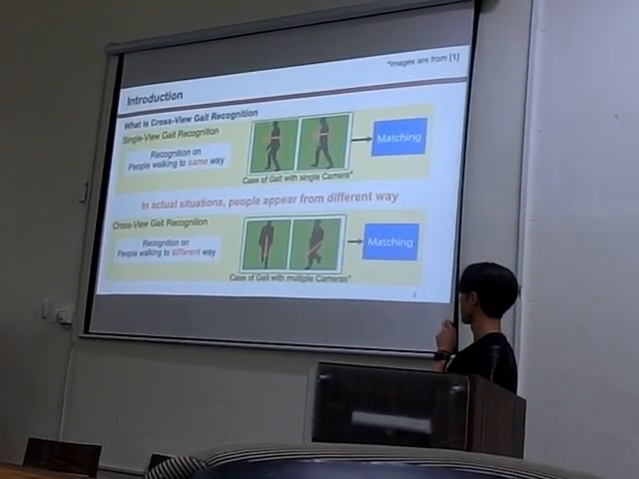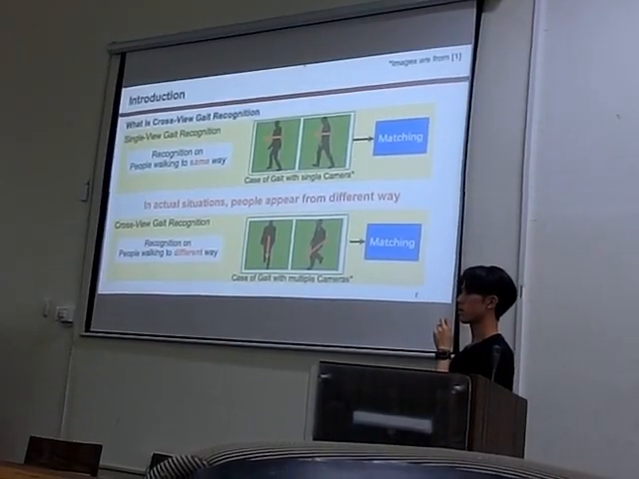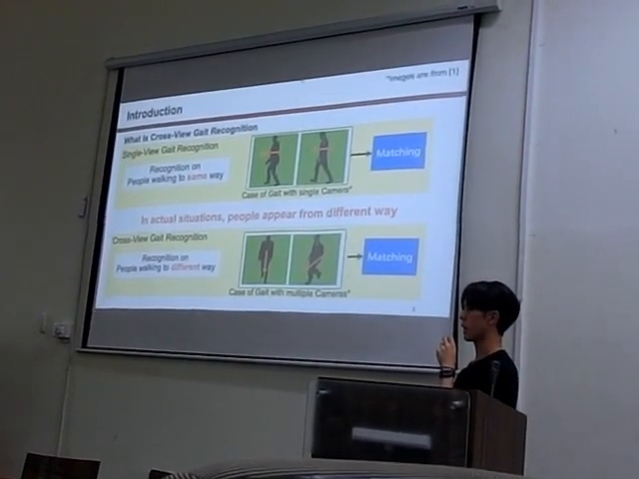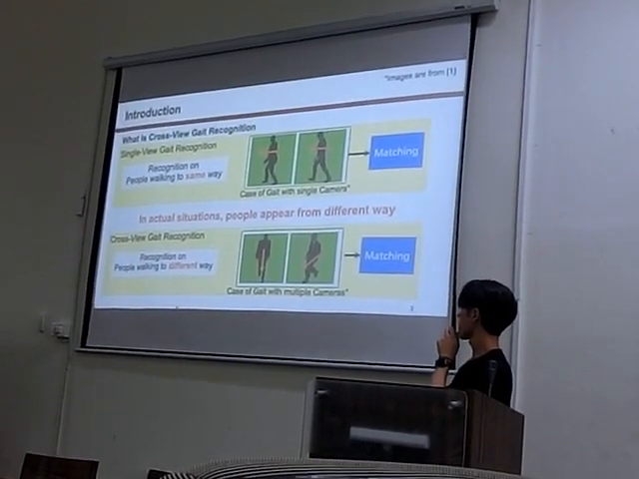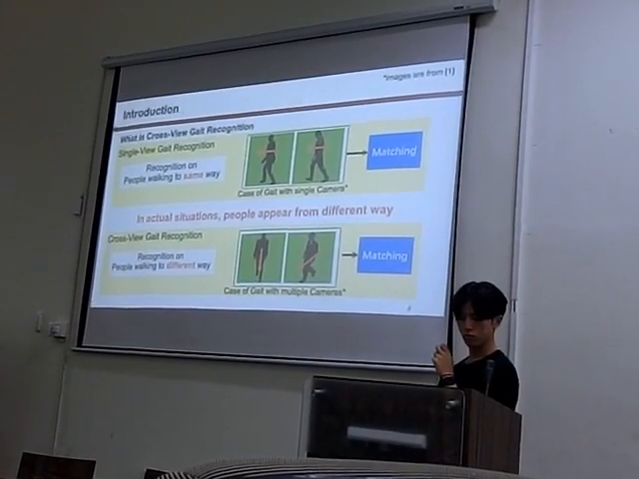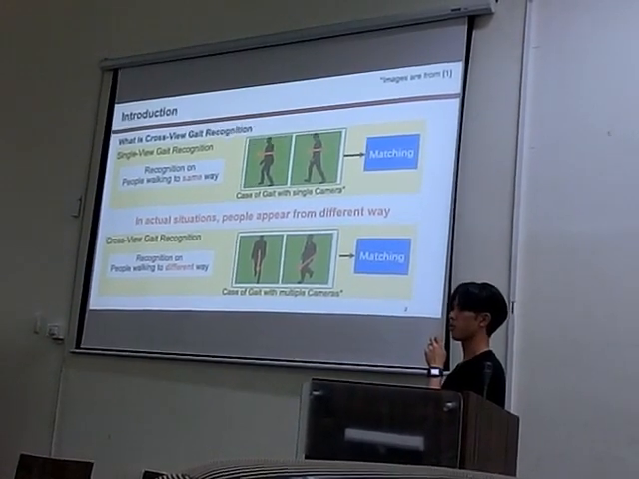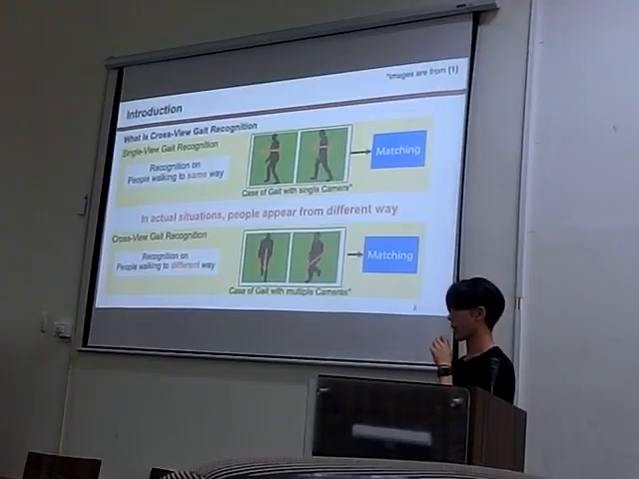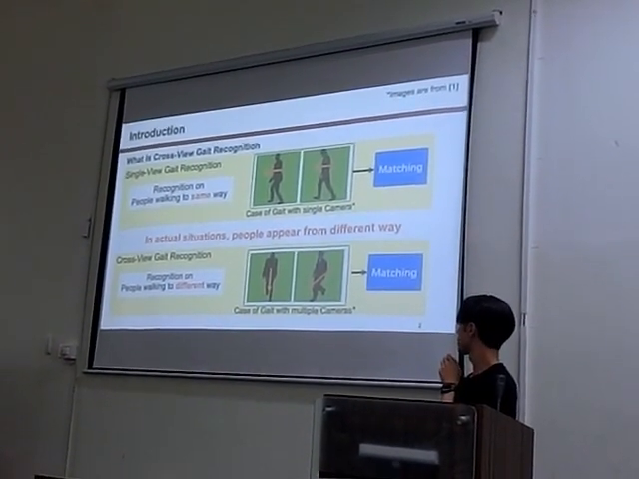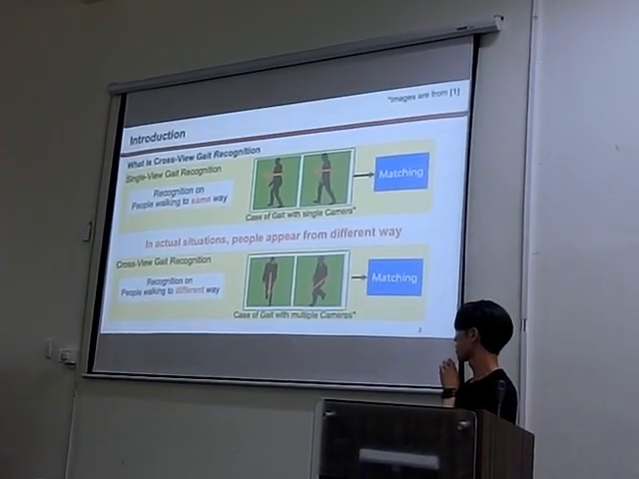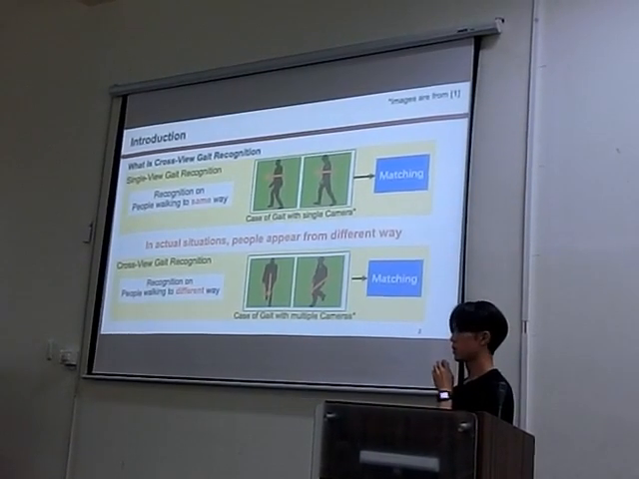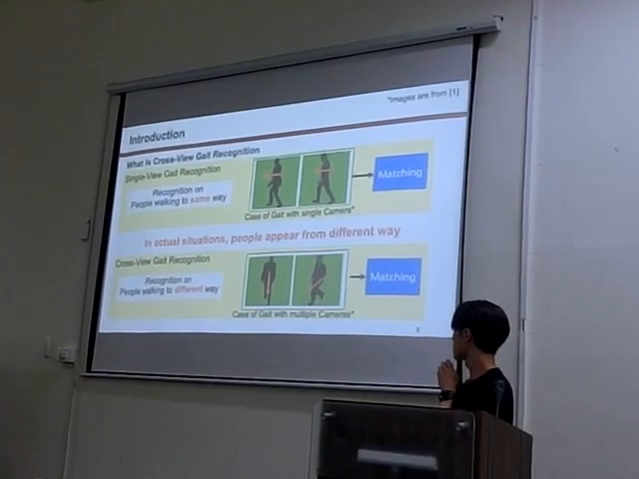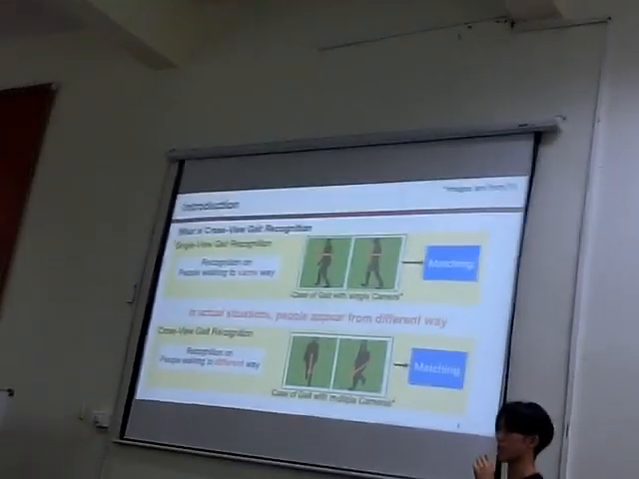My topic is cross-view gait recognition. So what is cross-view? Conventional visual gait recognition is conducted in a single view. In single-view gait recognition, people appear from the same point and go the same way. But in a real situation, in the camera, people appear from different positions and go in different directions. I focus on cross-view gait recognition. In cross-view gait recognition, people appear from different points and go different ways, so it is hard to identify them. In the single view, it is easy to identify them.